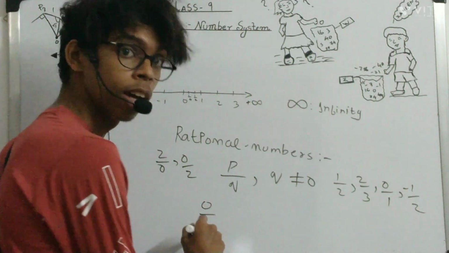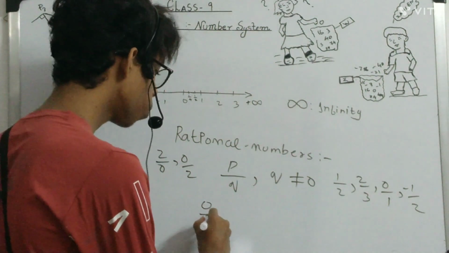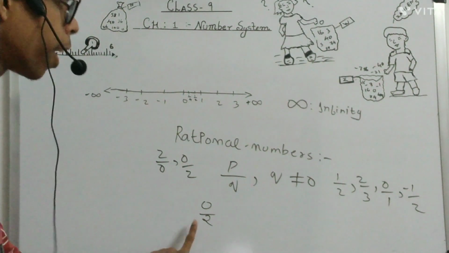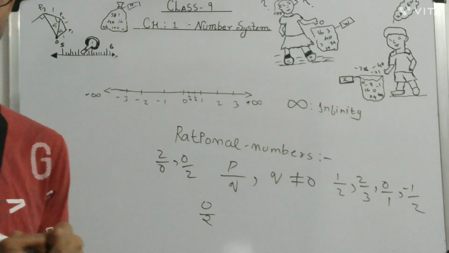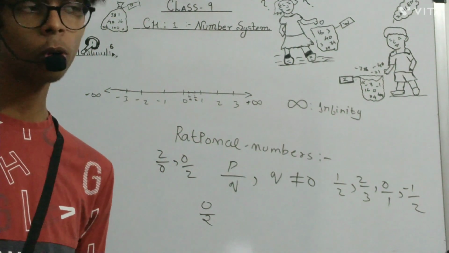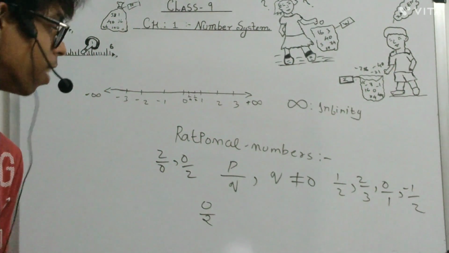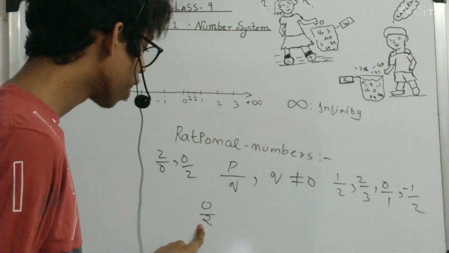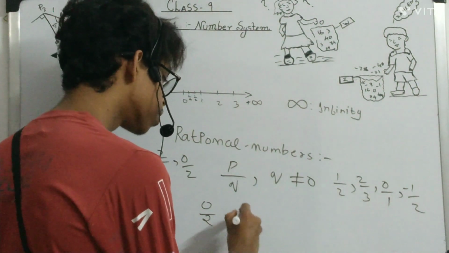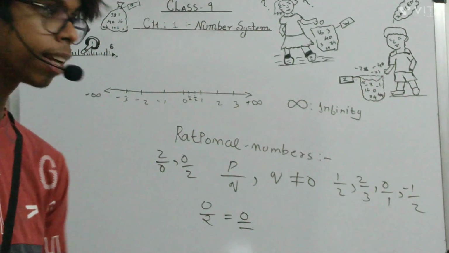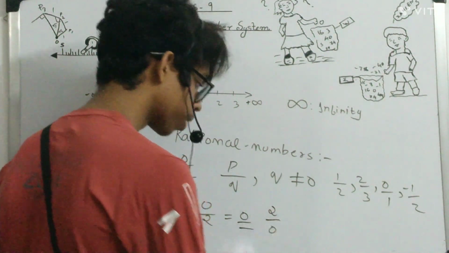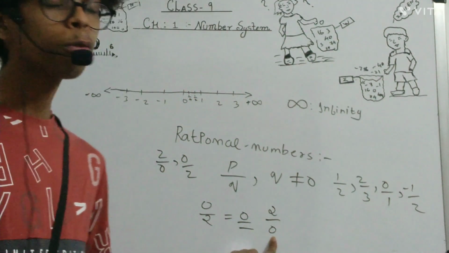If I ask you what is 0 by 2, what can you say? 0 by 2 means, just imagine that your friend has 2 chocolates and you are asking him to give no chocolate, which definitely will not happen. So if you are asking him to give no chocolates, then what will your answer be? 0 itself, isn't it?